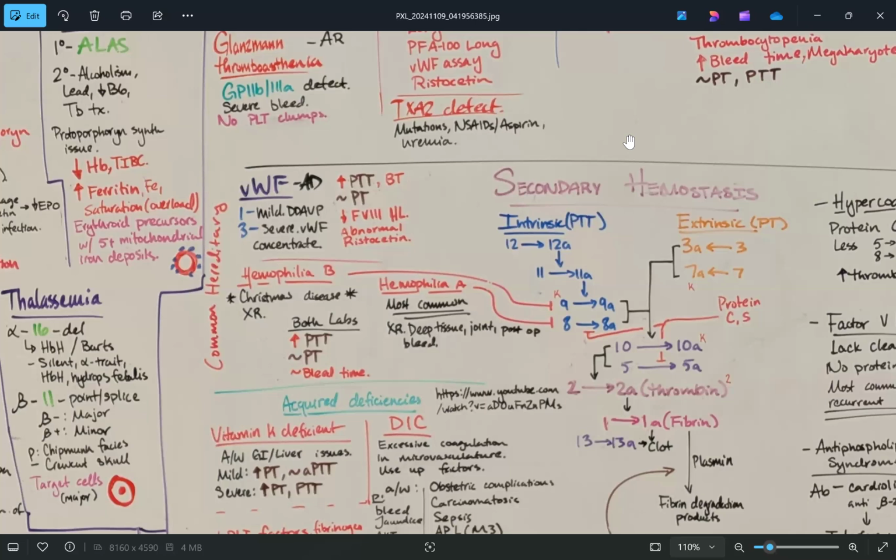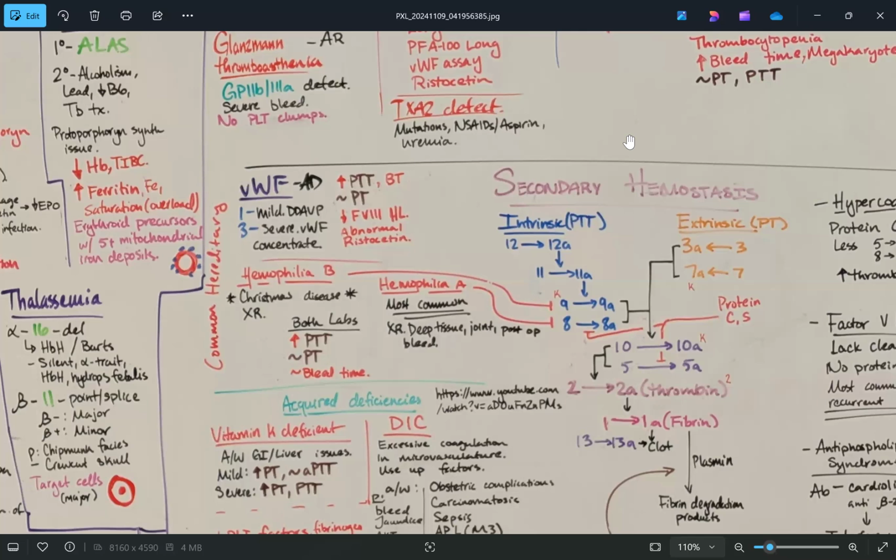For labs, it'll very much mirror the other type 2. So you'll have your increased partial thromboplastin time, increased bleeding time, but normal PT. You'll also have a decrease in your factor 8 half-life, and again, your abnormal ristocetin test. Moving on, von Willebrand factor also stabilizes factor 8, so that's why we bring in that factor 8 half-life. Moving on to hemophilia B and A.